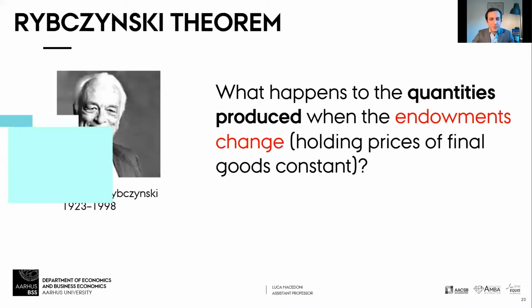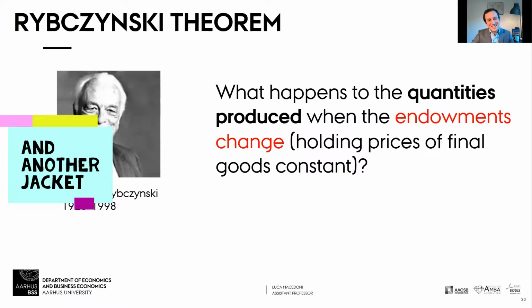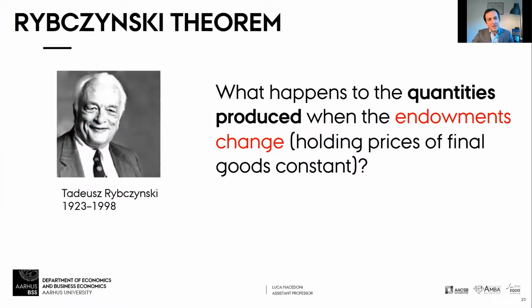Another question by Tadeusz Rybczynski, and don't worry too much about the spelling. If you're in an exam and you don't know how to spell it, that is okay. Here, we're going to study a different question. We're going to study what happens to the quantities produced when the endowments change. So suppose that the number of workers increases. Suppose that the number of units of capital increases. What happens to the output produced by a country, holding constant the international prices of final goods?